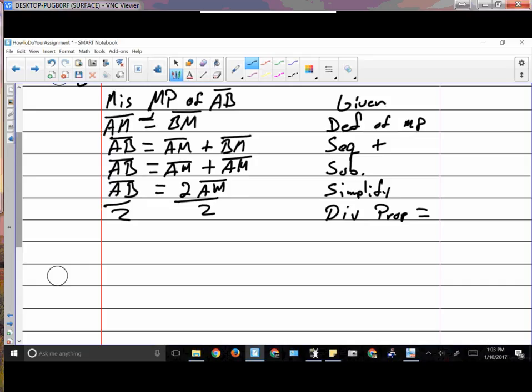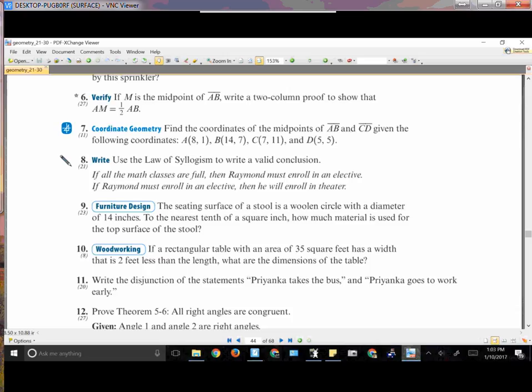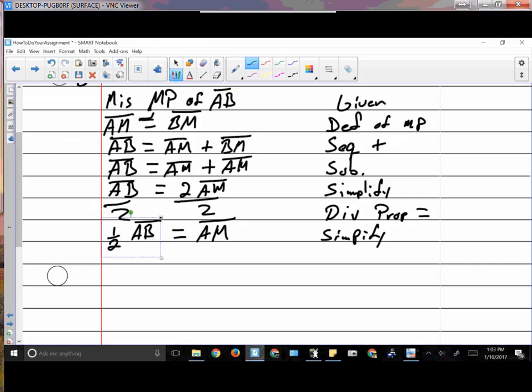So, if I rewrite this, do I end up with 1/2 AB is equal to AM? Again, that would be simplified. So, have I proved this? Well, I don't have things quite in the exact same order. I could flip that around. That's irrelevant. But have I made a logical argument to say that this is the truth? And the answer is yes.